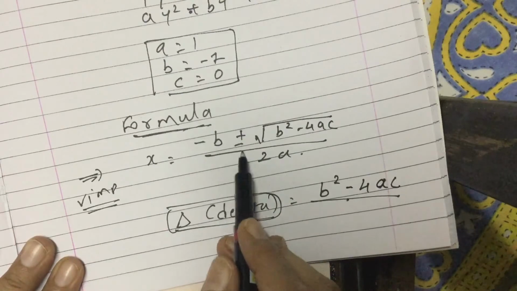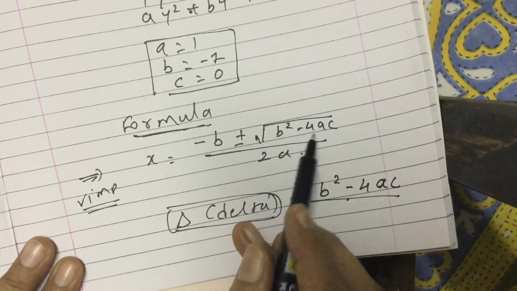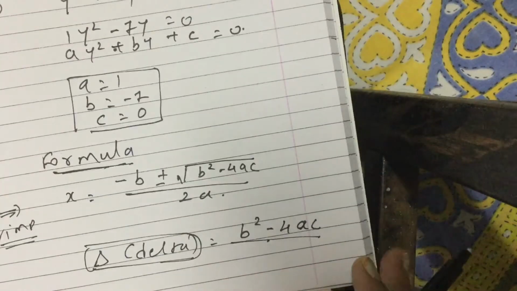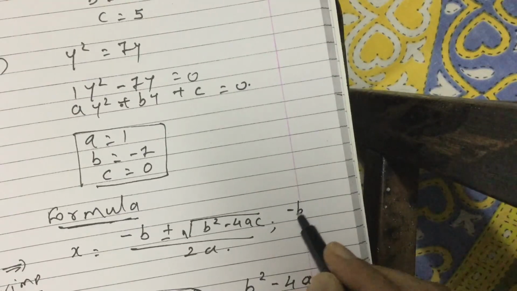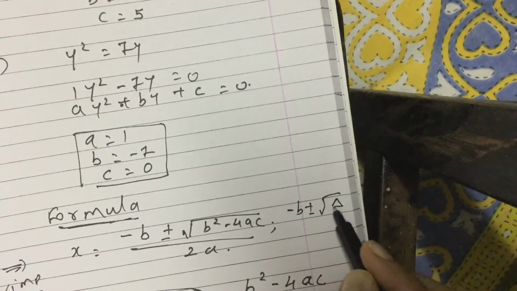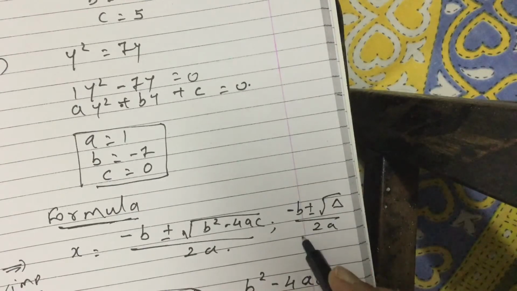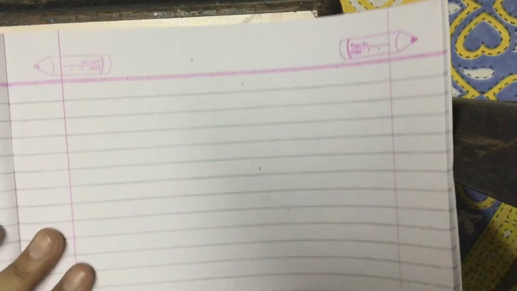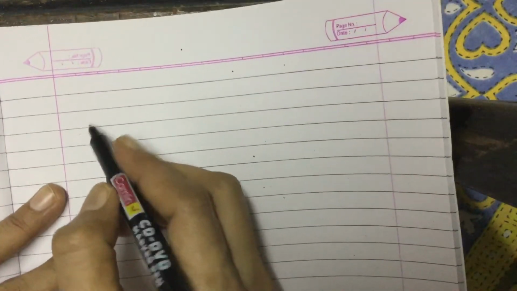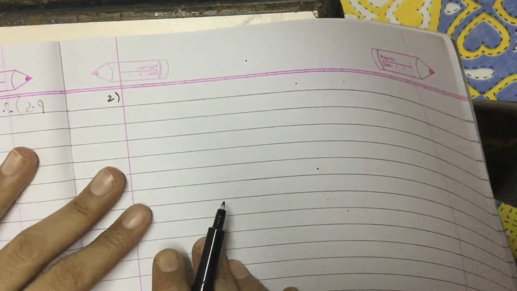Minus b plus minus under root b square minus 4ac upon 2a. And to remember it easily, just write minus b plus minus under root delta upon 2a. You should know the value of delta. Delta is equal to b square minus 4ac. So let's start the solution by using this formula. By using the formula we have to solve the question.